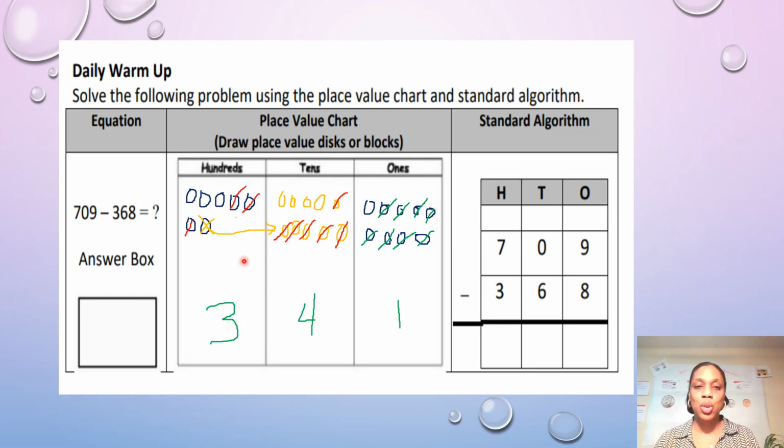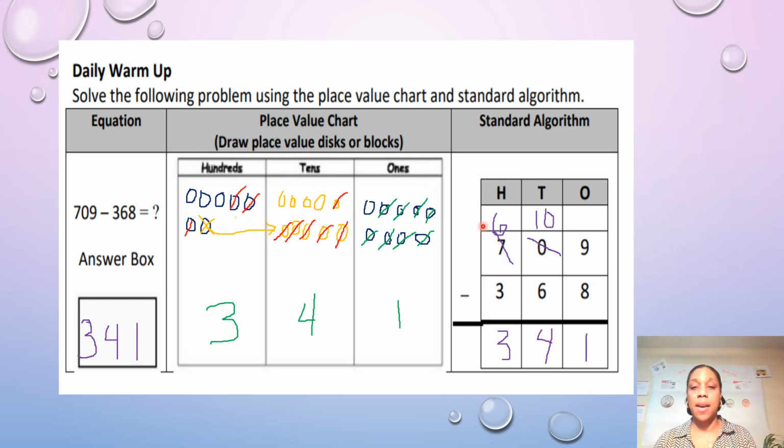Next, I had to go to the hundreds place. I had 6 hundreds and I'm taking 3 away. Therefore, I'm left with 3 hundreds. My difference is 341. Now let's look at the algorithm.